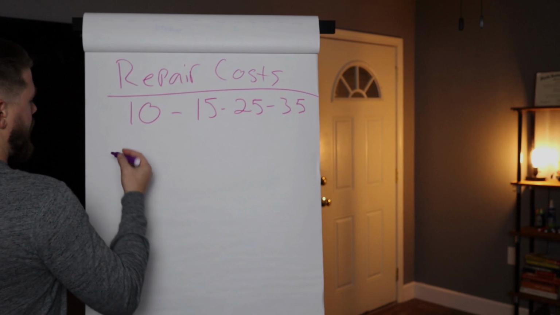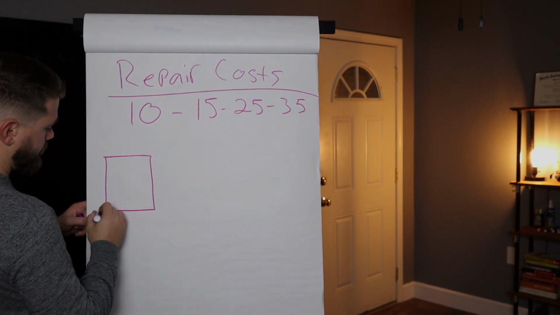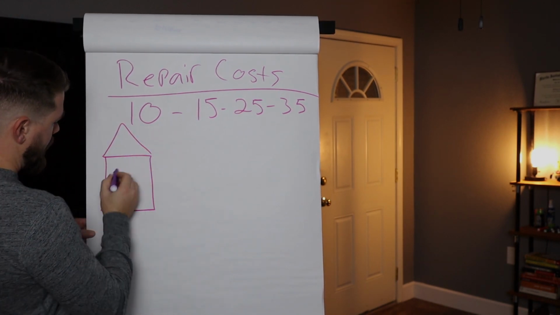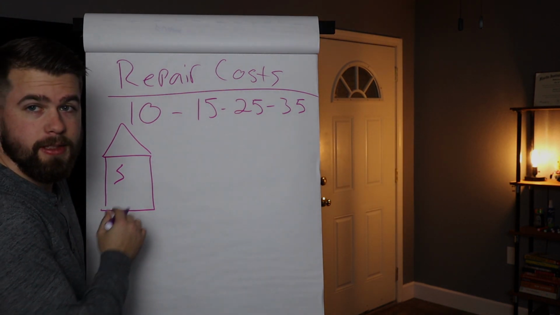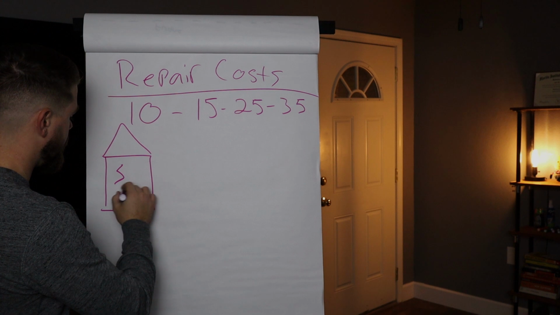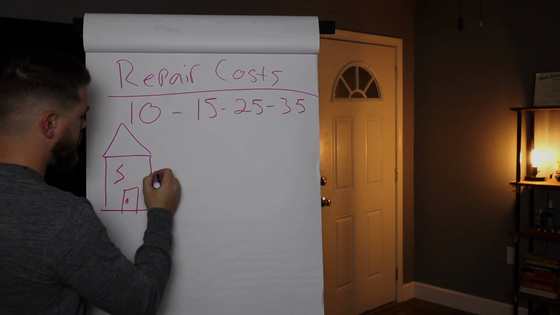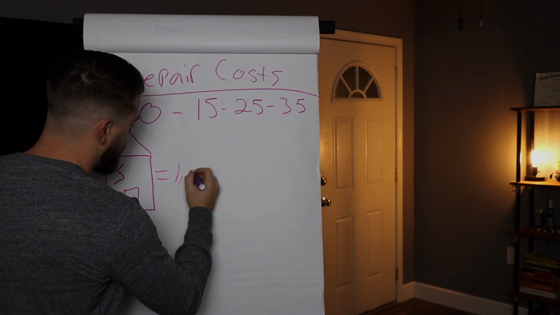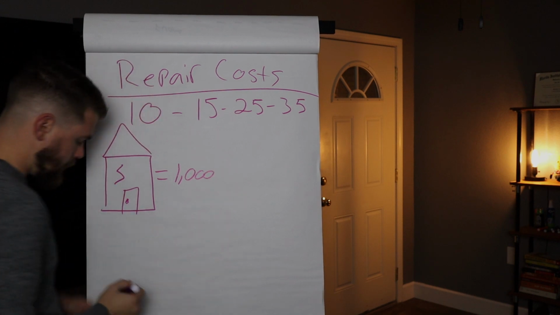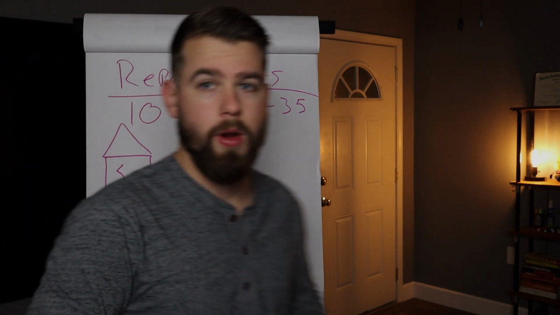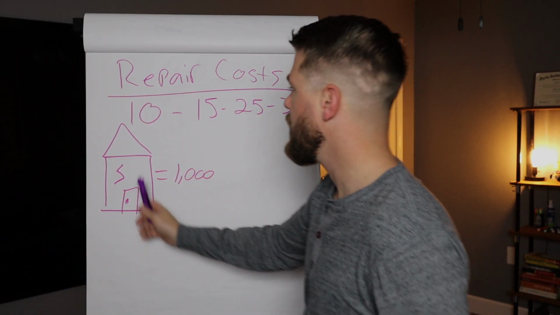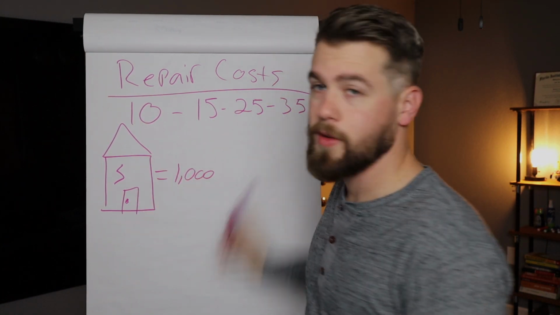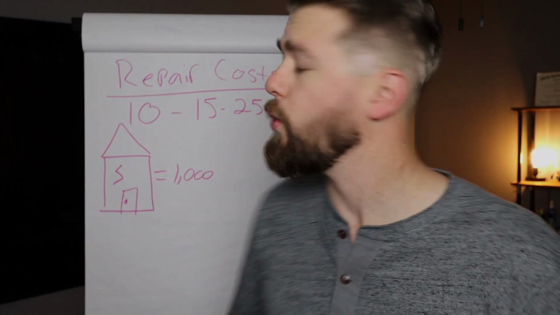So, we have property A. It's got a big old crack in it. That's a crack, it's supposed to be a crack. That's our house we're looking at. It is 1,000 square foot. So that's our property, that's what we're going off of. 1,000 square foot house. We have 10, 15, 25, 35. Duplicate this house 4 times, 4 different scenarios real quick.